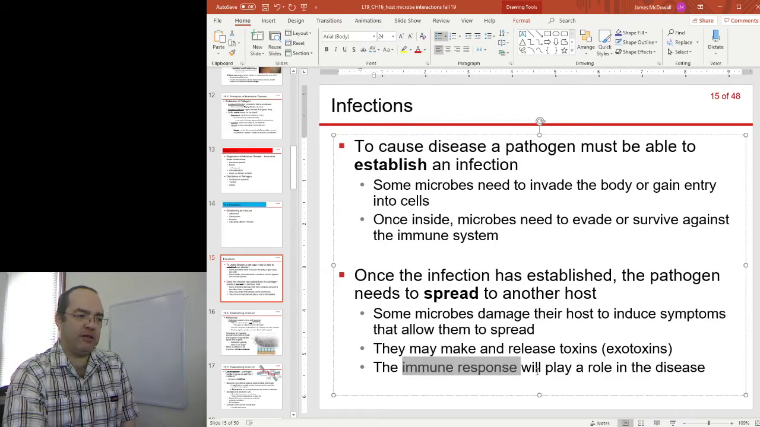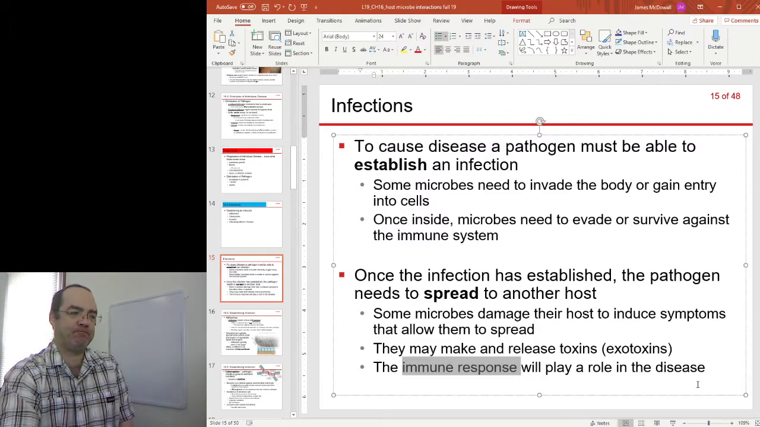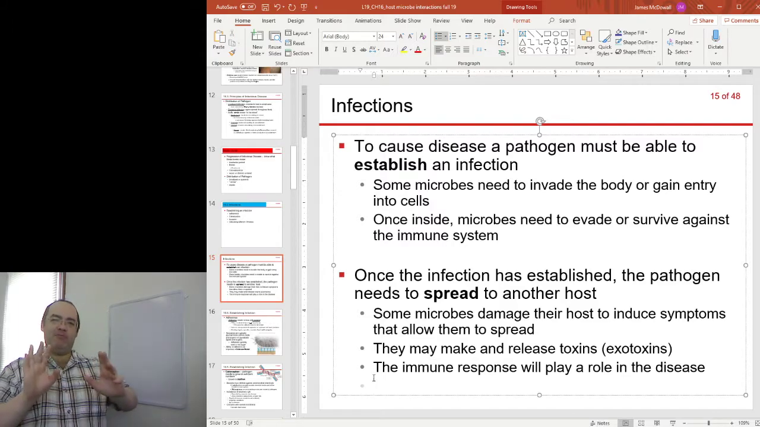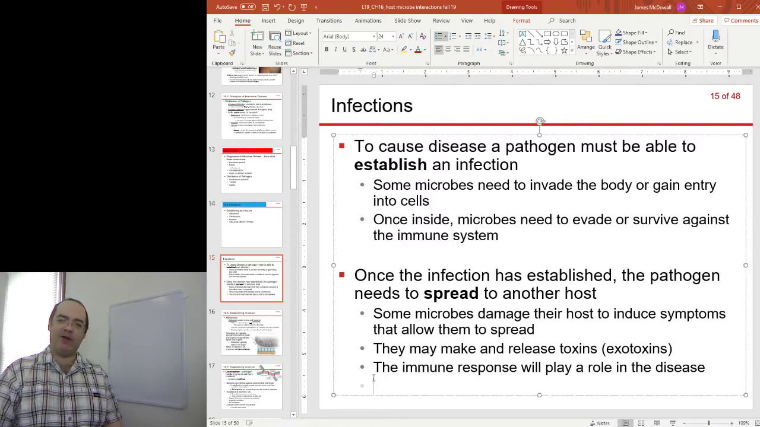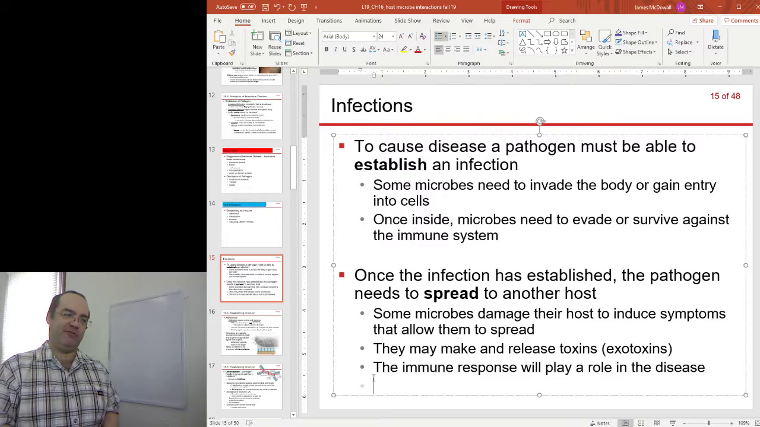Obviously, the immune response is vital and central to our ability to not only survive and fight back, but also our immune response can be manipulated by the microbe to hasten or make its transition from person to person easier.